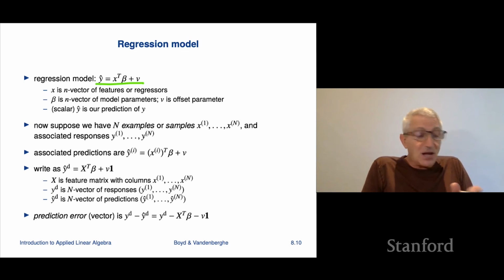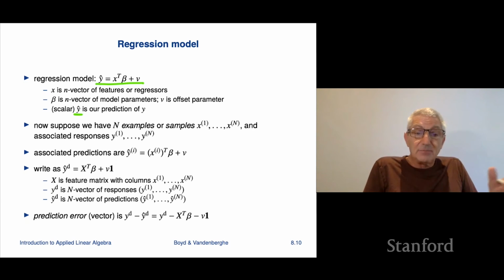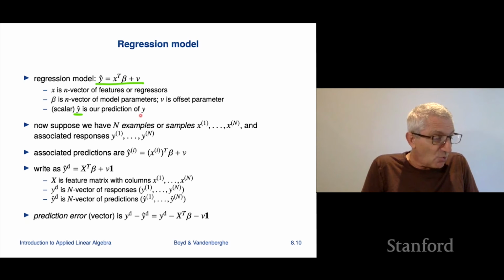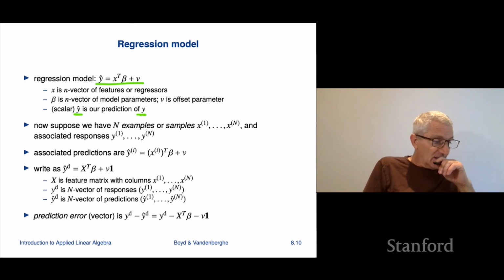Beta is an n vector of model parameters, and v is the so-called offset parameter. And then this produces a scalar y hat. And that's our prediction. Remember that a hat on top of something is not universal, but common in applied math. It hints that it's an approximation of something. And in this case, it's an approximation of y. Y, we assume, is what the actual observed value was.